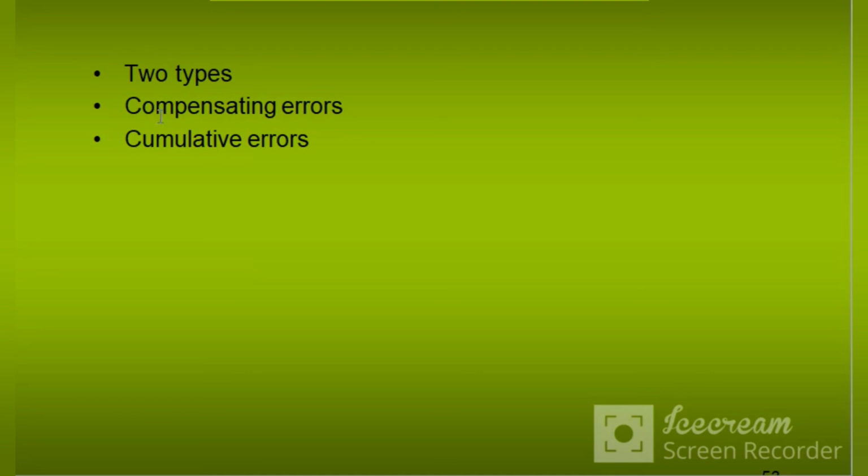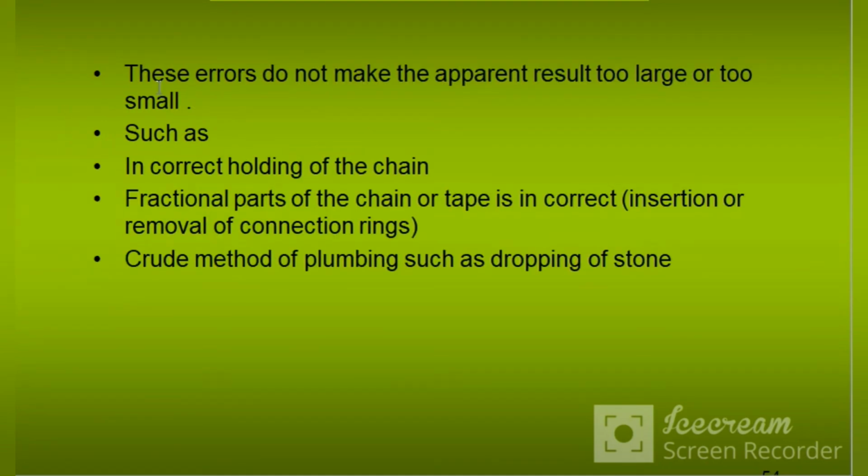Two types of errors: compensating errors and cumulative errors. Compensating errors do not make the apparent result too large or too small, such as incorrect folding of the chain, fractional part of the chain or tape being incorrect, incorrect insertion or removal of connecting rings, and crude methods of plumbing such as dropping a stone.